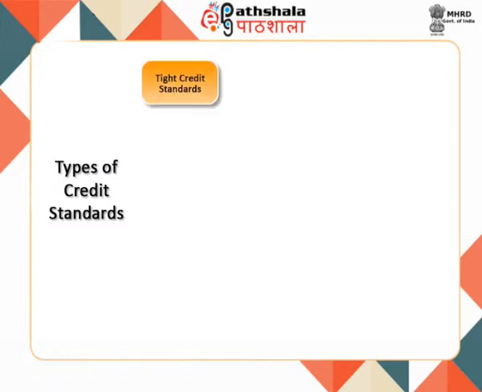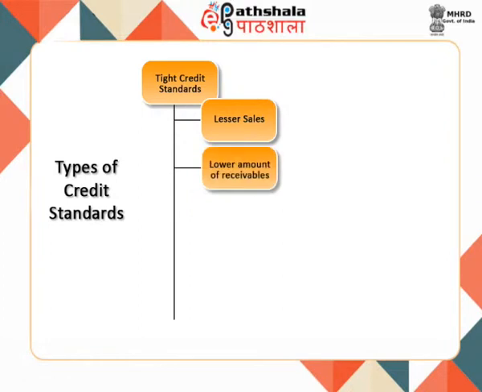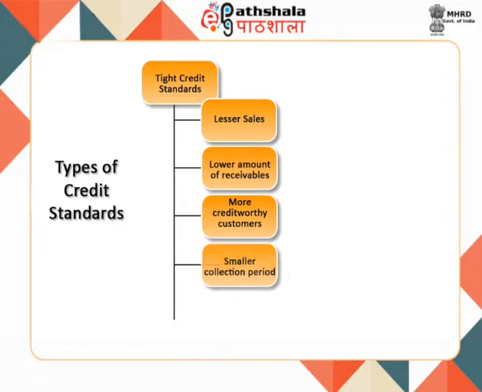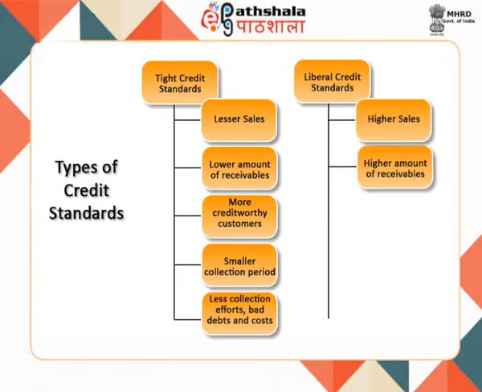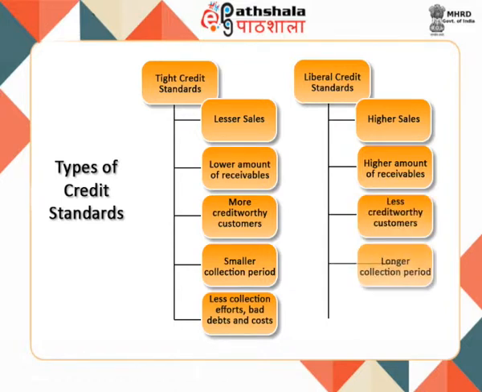Tight credit standards are characterized by lesser sales, lower amount of receivables, more creditworthy customers, smaller collection period, less collection efforts, bad debts, and costs. As against this, liberal credit standard policy is characterized by higher sales, higher amount of receivables, less creditworthy customers, longer collection period, more collection efforts, bad debts, and costs.